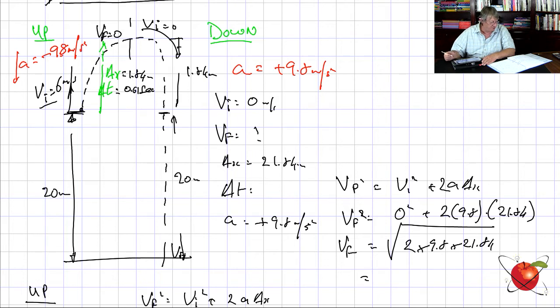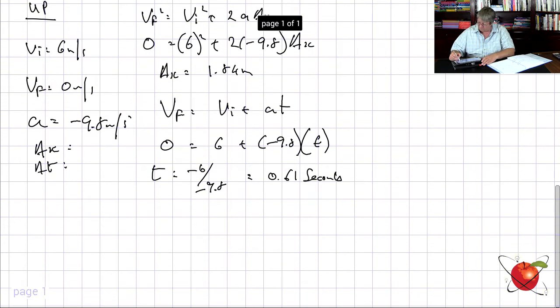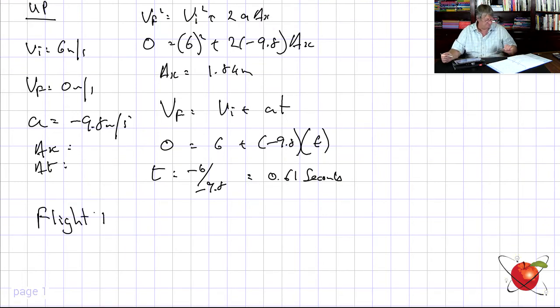Okay, just check that I got that. And that is going to be V final. Don't forget to take the square root. That's a very common mistake. It's going to be the square root of 2 times 9.8 times 21.84, isn't it? And V final comes out to be 20.68 meters per second. Right?